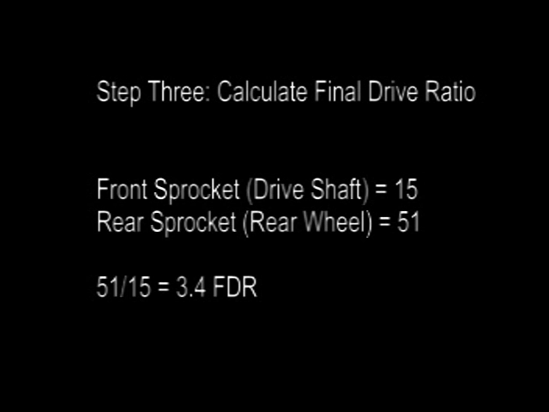Step 3 is to calculate the final drive ratio. This is done by taking the front sprocket and rear sprocket teeth. On the CR500, the rear sprocket is 51 teeth and the front sprocket is 15 teeth. 51 divided by 15 is 3.4 final drive ratio.